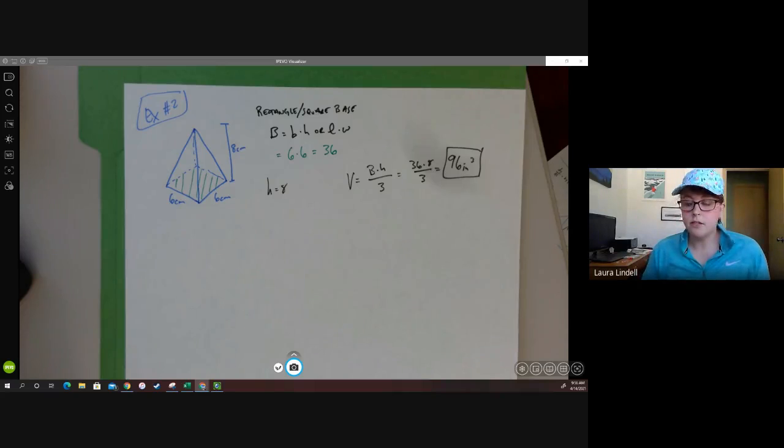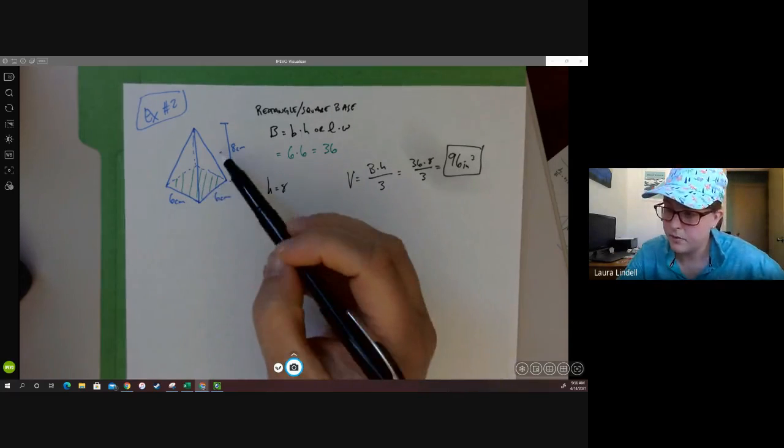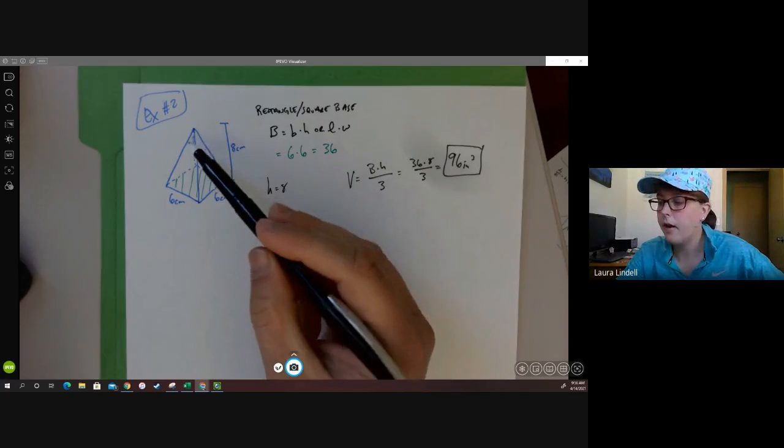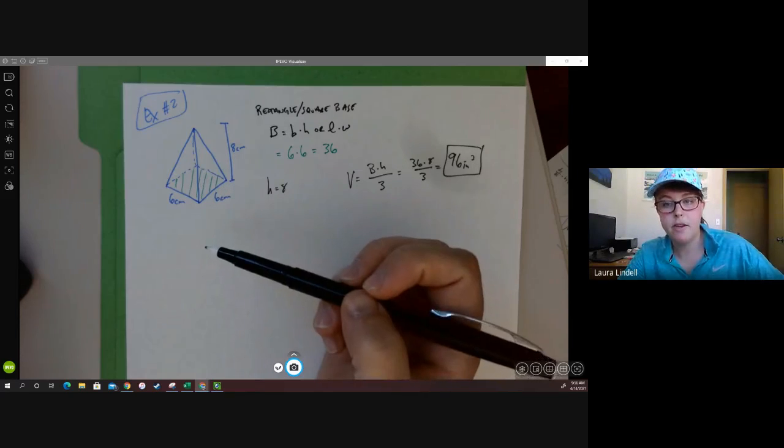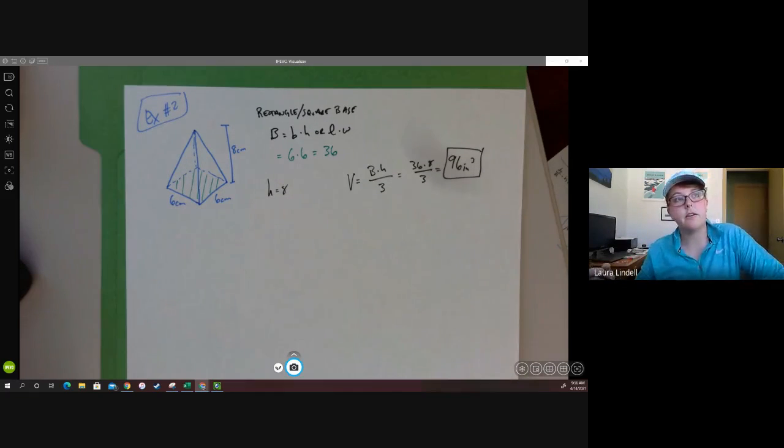Another way that you could think of this one is, since it's a rectangular pyramid, you could go length times width times height divided by 3. That would yield the same result here. Because if you remember when we did rectangular prisms, we just did length times width times height. And so you could take that same thing and then just divide by 3 this time if you want to. That would also be another way you could think of this problem. Any questions about the second example?